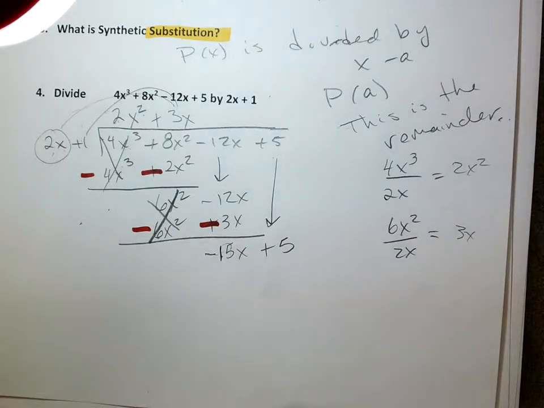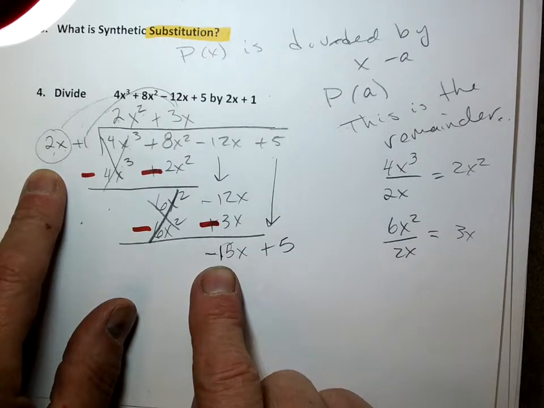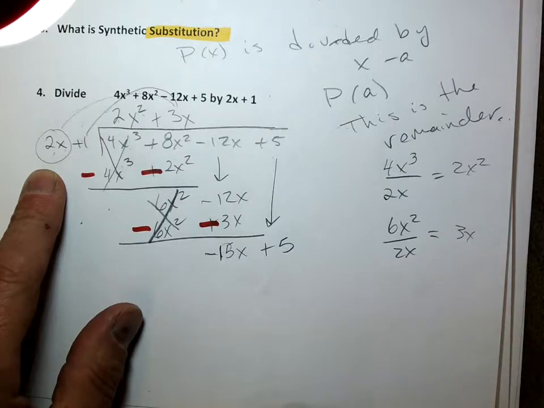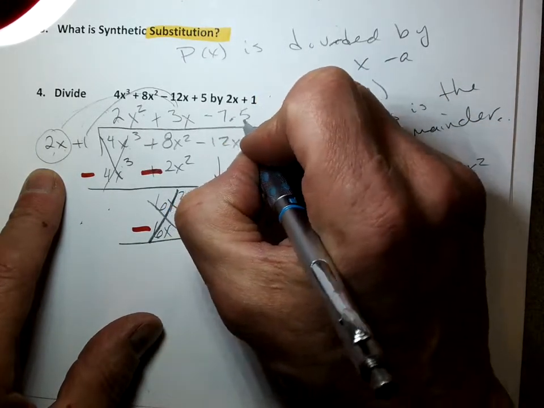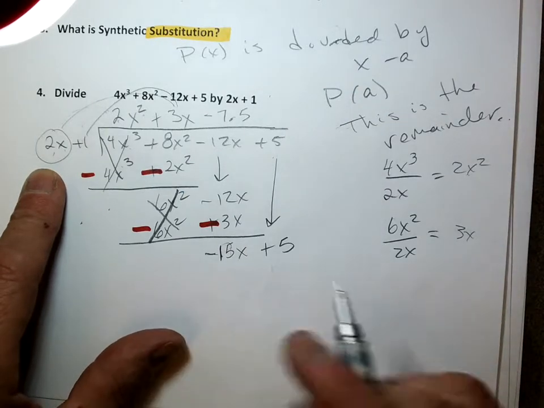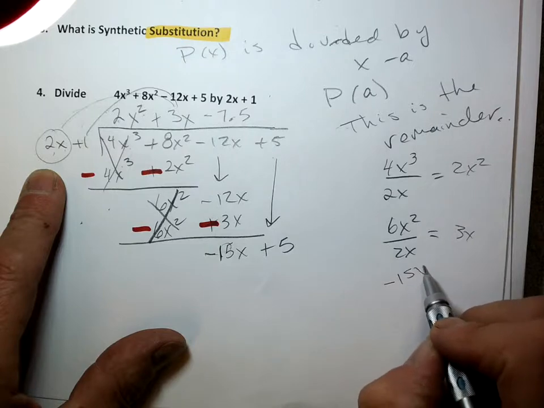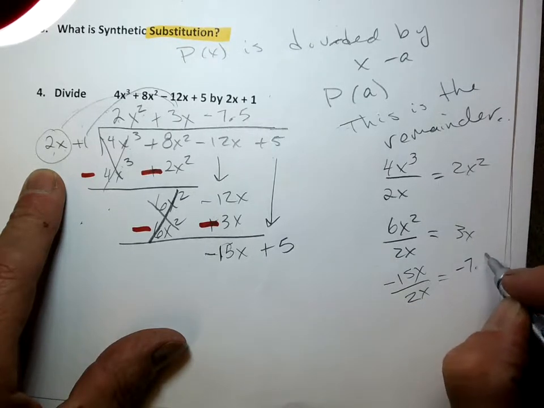So then one more time. 2 doesn't go into 15 evenly, but what's half of 15? 7.5. So we're going to have a minus 7.5. Again, if you don't see it, you can do a little division on the side: negative 15x divided by 2x should be a negative 7.5.